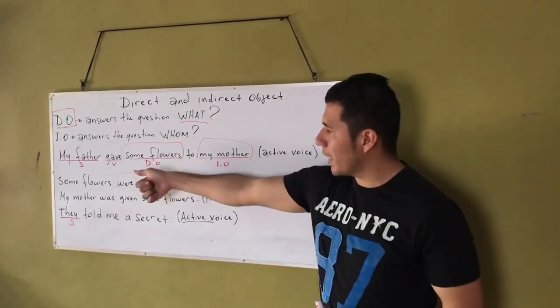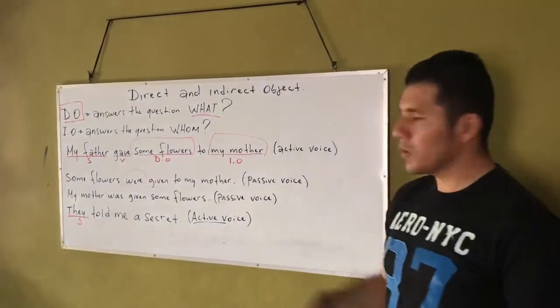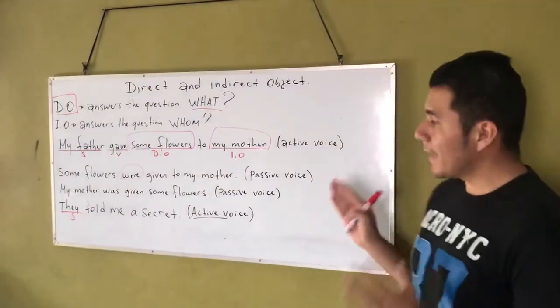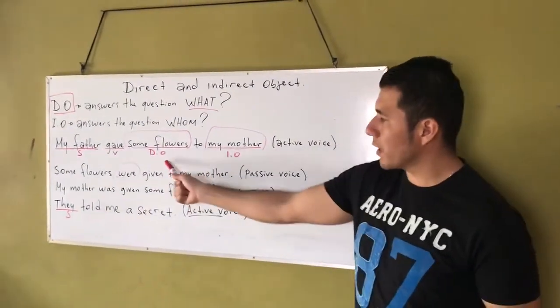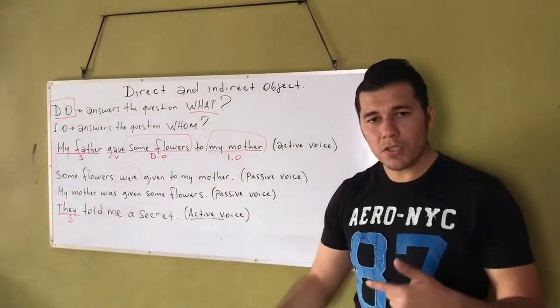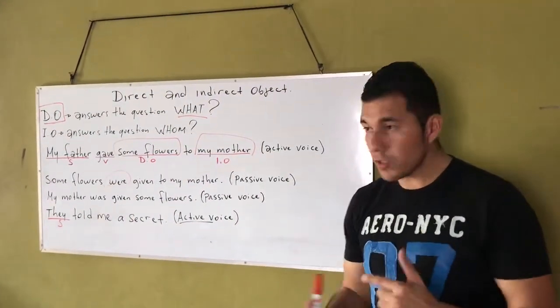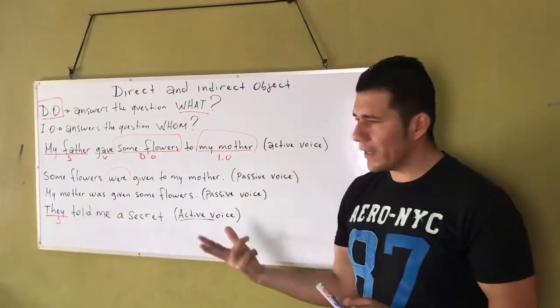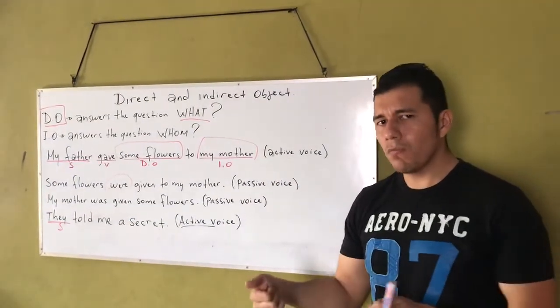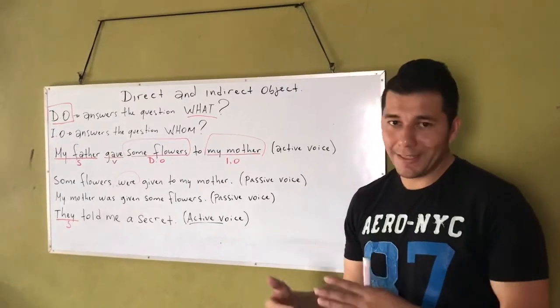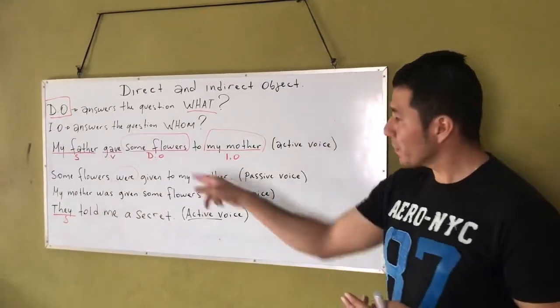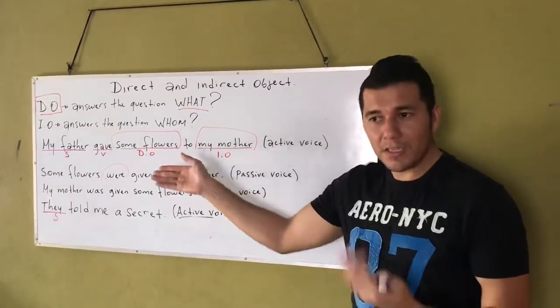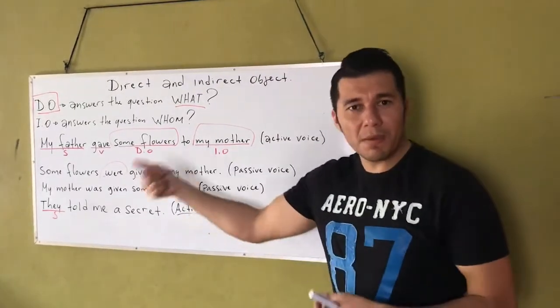But okay, my father gave some flowers to my mother. In that case, remember, direct object. So what is the question that I need to use? What? So I will ask what was given to my mother. And then the answer is going to be some flowers. See, some flowers were given to my mother.